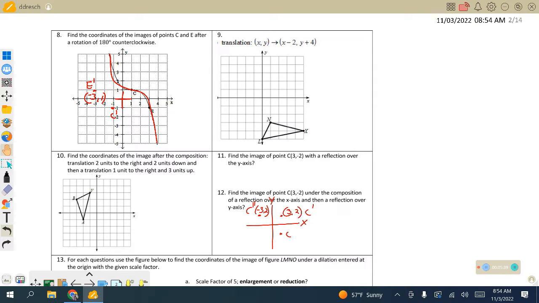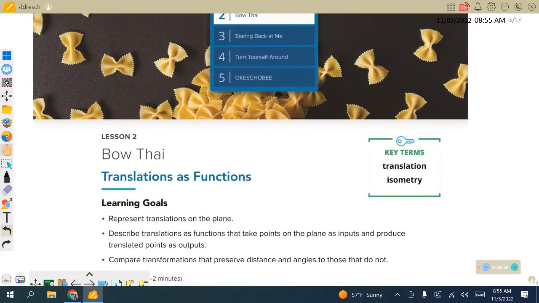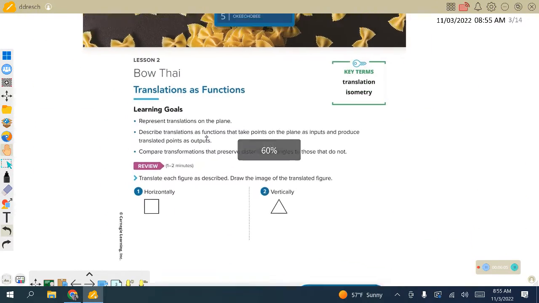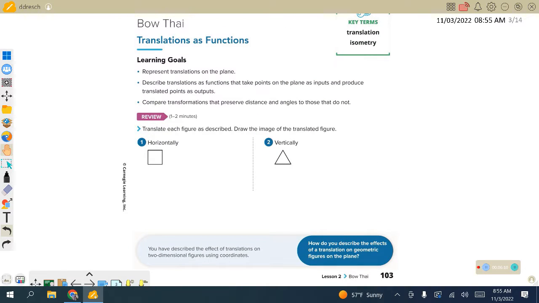Okay. As usual, make sure your name's on it, throw it in the basket. Again, if you need some patty paper, grab it right up there. Get out your notes and let's turn to the next lesson, please. Page 103, everybody. Page 103.